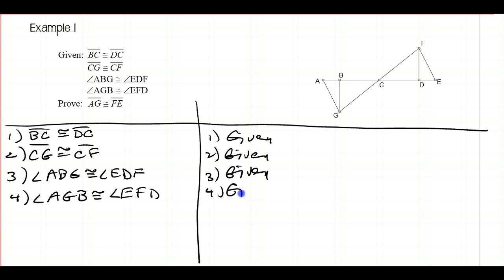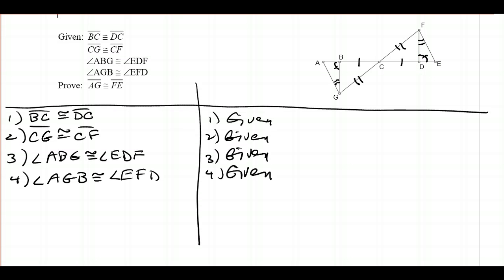Lots of given information. Okay, I'm going to go ahead and mark this stuff on my diagram. So I've got BC and DC. I've got CG and CF. I've also got ABG, EDF, and AGB. So I've got this angle over here, and EFD, this angle over here. And I want to try and prove that AG is congruent to EF. So probably what I'm going to do is just get those to be corresponding parts of some congruent triangles.